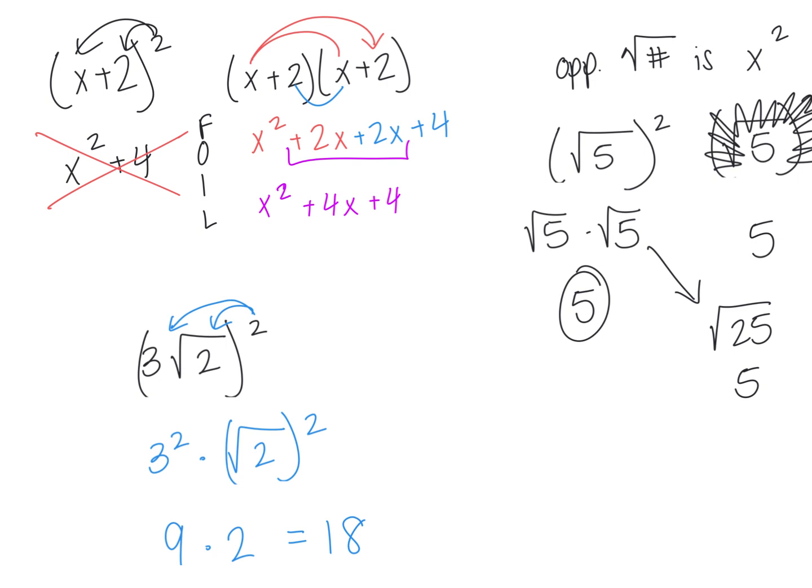The only time you cannot distribute is when you have that plus sign. You have to make sure you FOIL it. I would suggest you should have known how to write this out so you could visually see what it looks like. For this one, I could also write it as 3 times the square root of 2 times 3 times the square root of 2. And then you could have done it this way. It's still the same. I'm still multiplying everything.